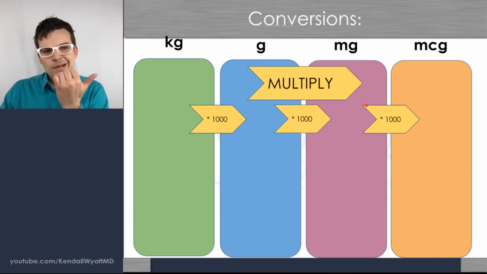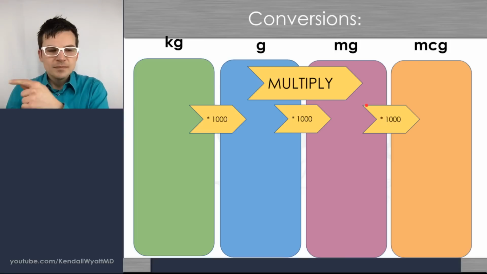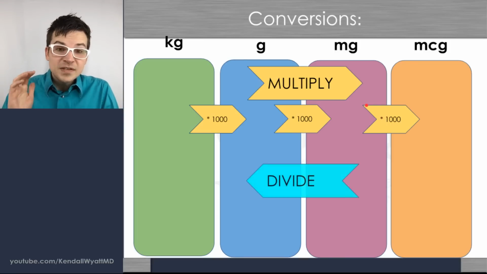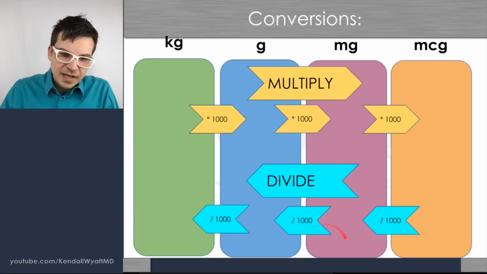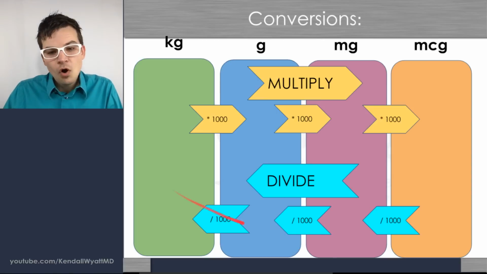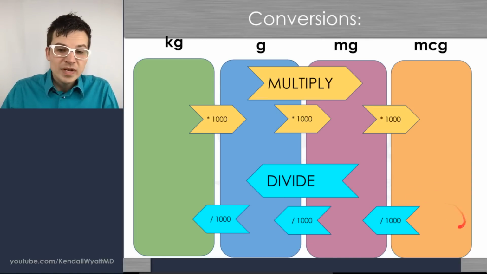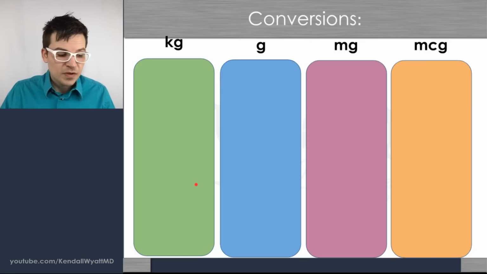But what if I'm going the other way, right? Sorry. What if we're going the other way? Well, we need to divide. So if we're going from micrograms to milligrams, milligrams to grams, or grams to kilograms, or all the way across, we need to divide those numbers. So we divide the number we need to get to the larger number. And we're going to work through some examples, because this probably sounded confusing.